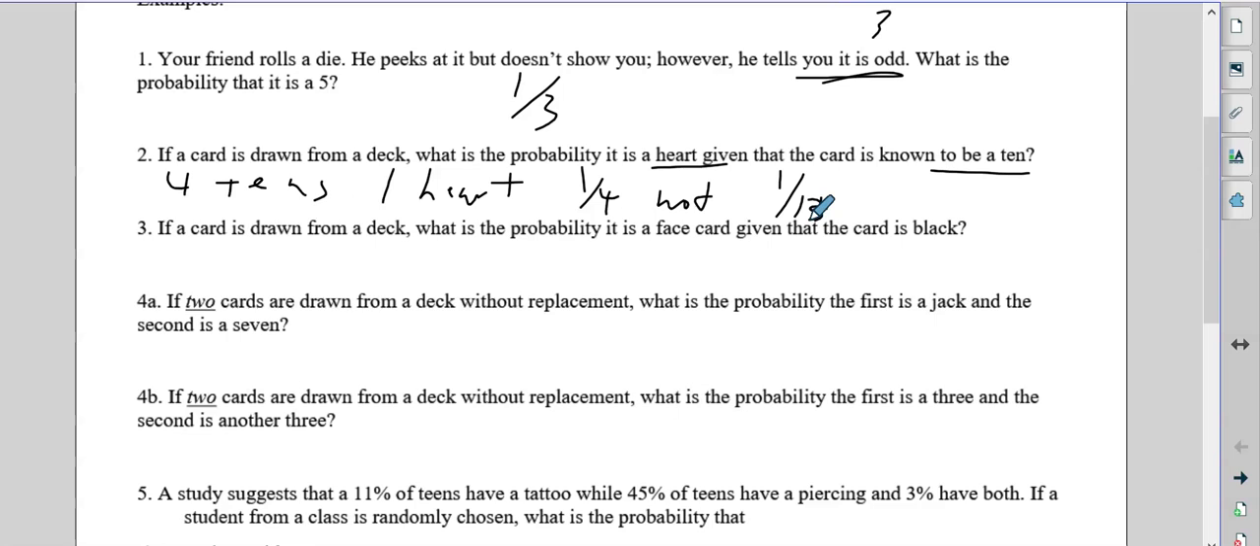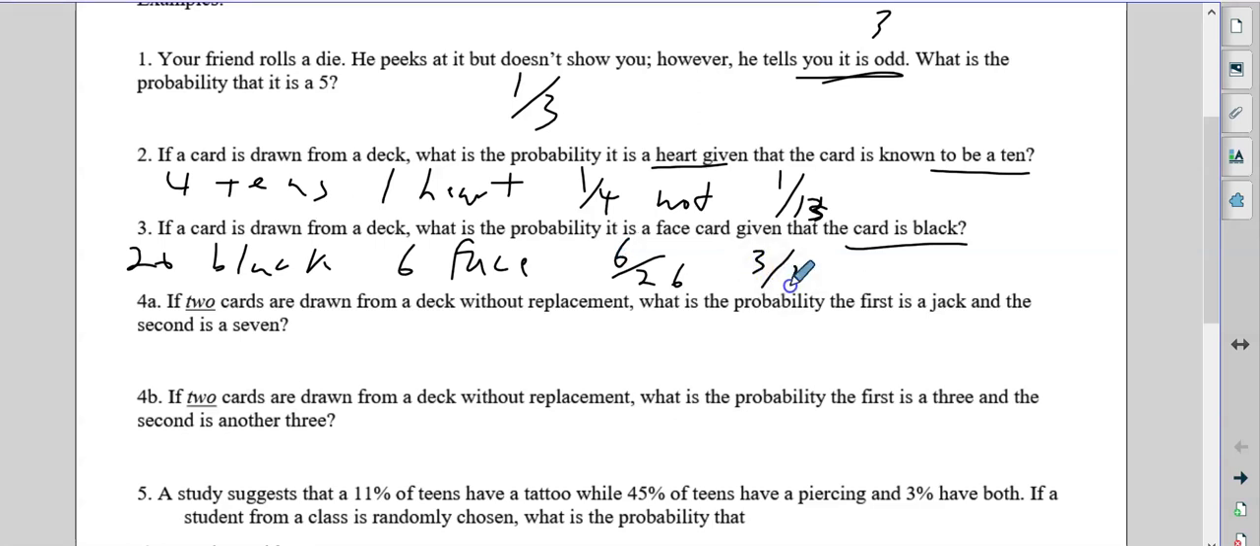If a card is drawn from a deck, what's the probability it's a face card given that it's black? Well, there are 26 black cards. There are 6 face cards. So, therefore, it's out of 26 cards. And there's only 6 face cards that are black. There's 6 that are black, there are 6 that are red. So it's 6 out of 26, which reduces, you gotta reduce when you can, to 3 out of 13.